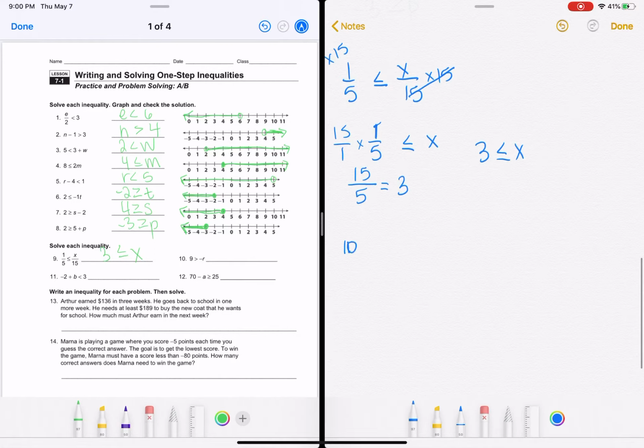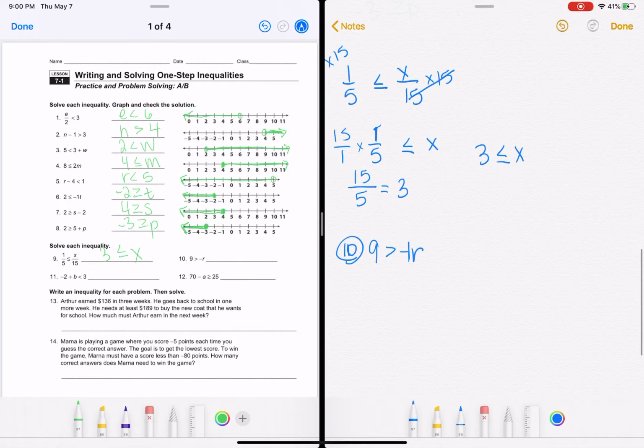Number 10, we have 9 is greater than negative r. Now, in this case, if you remember when we talked about coefficients, any time there's no number in front of a variable, we're going to assume that there's a 1 there, because any number times 1 is itself. So we're going to divide both sides by -1. 9 divided by -1 is -9. Since we divided by a negative, we're going to reverse the inequality. So we have -9 is less than r.